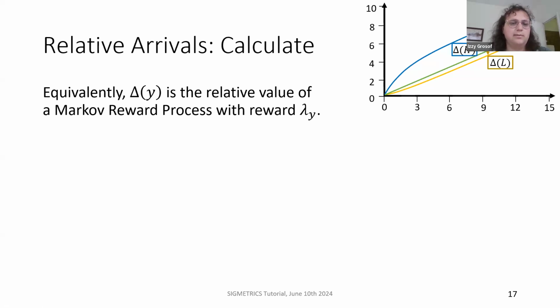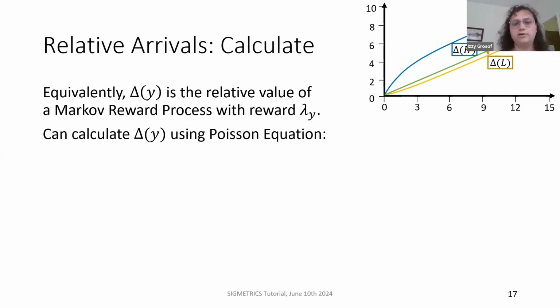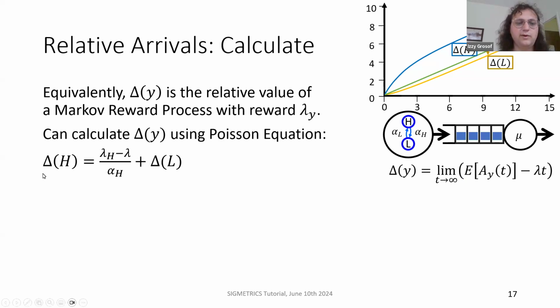And there's a standard way for calculating relative value, which is called Poisson's equation. So in this particular situation, the way that works is to say, if you want to calculate delta H, you split up time into 2 time periods. First, before the next arrival process switch happens, and then after the next arrival process switch happens. So before it happens, this expected A_y(t) is going to be going up at rate lambda H. But then we subtract out this lambda t for a difference of lambda H minus lambda per second.